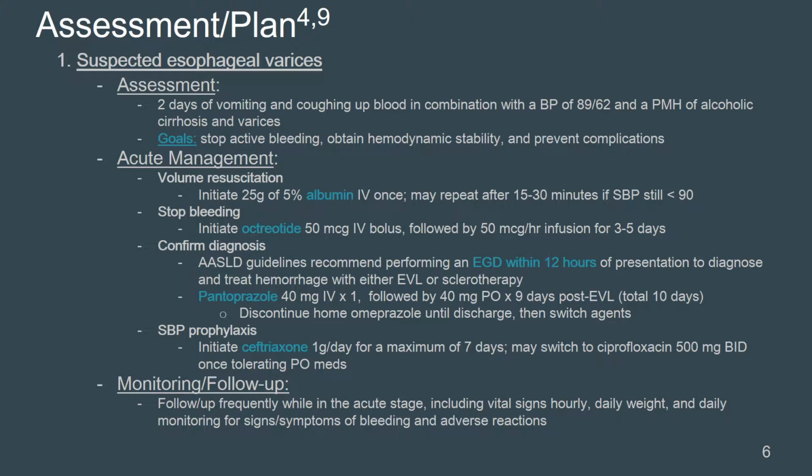The last thing for the suspected varices is SBP prophylaxis. We recommend initiating ceftriaxone 1 gram per day for a maximum of 7 days, just because right now the patient probably can't tolerate PO meds. Once they can, we recommend switching to ciprofloxacin. The guidelines do recommend norfloxacin, but it is no longer available in the United States.